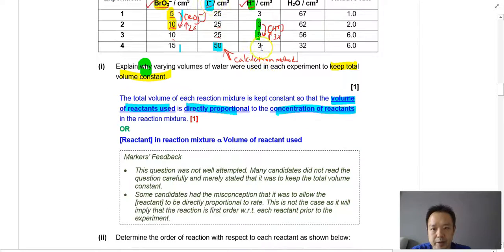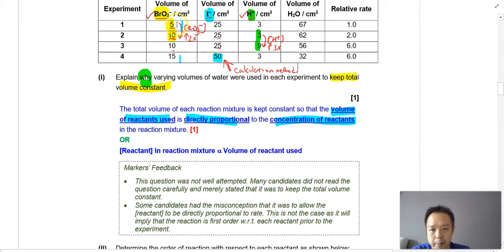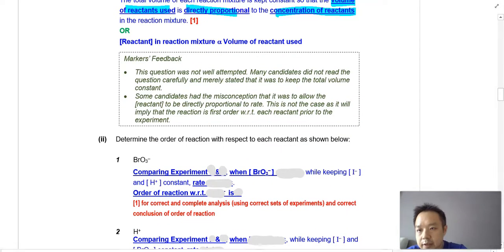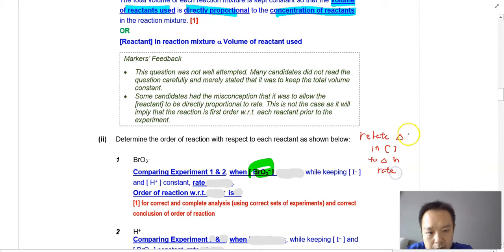As I mentioned, for BrO3 minus, we look at experiment 1 and 2. State the experiment that we compare, explicitly compare experiment 1 and 2, and go straight to the concentration. Always relate any change in the concentration to the change in rate. This allows us to determine the order of reaction. So I say again, always relate change in concentration to change in rate.